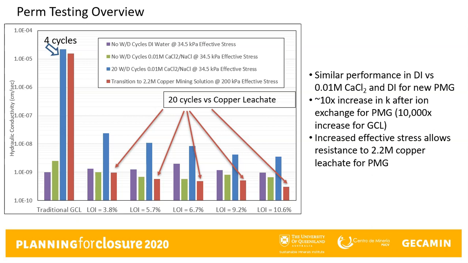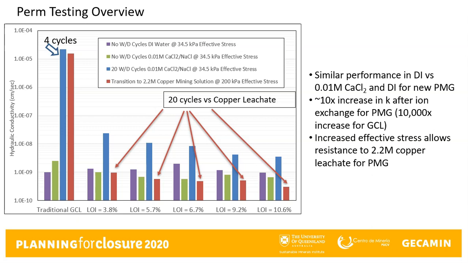Our new polymer modified samples actually can be more chemically resistant to copper leachate. So what we did for the next series of experiments is we took the same samples that are being tested against the 0.01 molar calcium chloride solution, increased the effective stress to 200 kilopascals, and introduced a copper mining leachate.